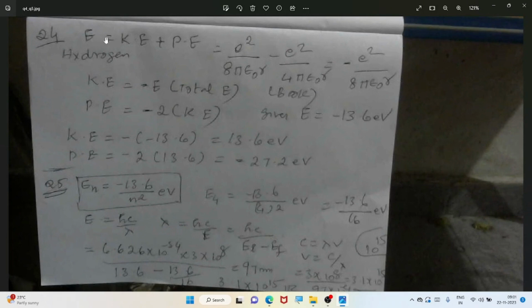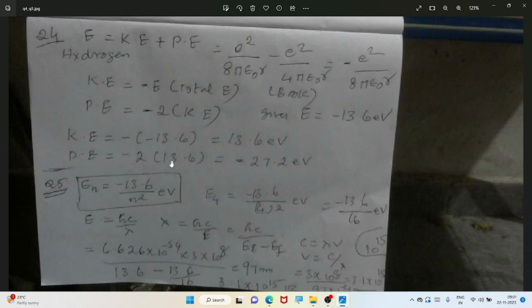Total energy equals kinetic energy plus the potential energy. Kinetic energy is this, I will show you in the book. This is the potential energy. So the total energy is just the negative of the kinetic energy. This is the total energy. Kinetic energy is the negative of the total energy. Potential energy is 2 times the kinetic energy.